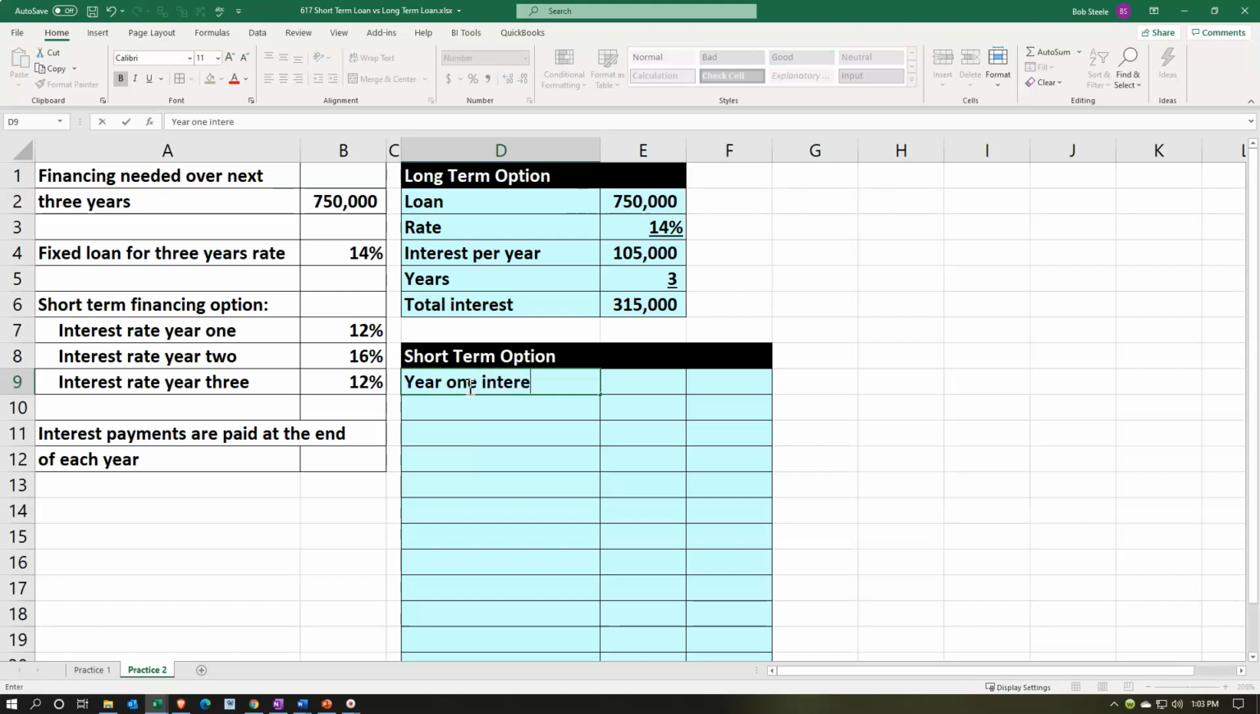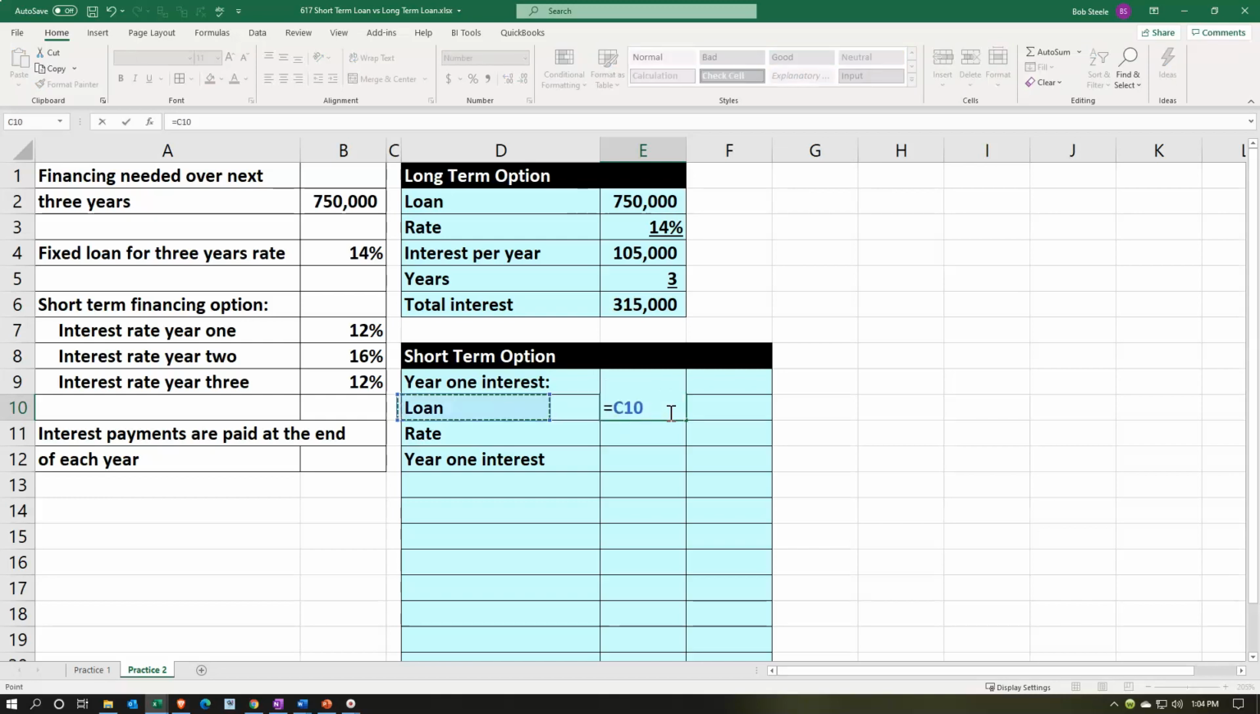Year 1 interest, colon, is going to consist of the loan, and then we're going to have the rate, and then we're going to have the year one interest without the colon. I'm going to put these on the inside, and then I'm going to pull the total interest payment on the outside, and then I'll do that for 3 years, and then I'll sum up the outside to get the total interest at the end of each year.